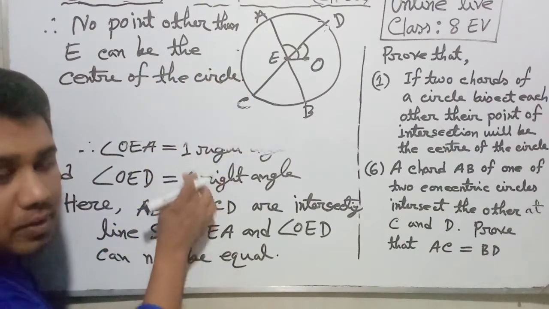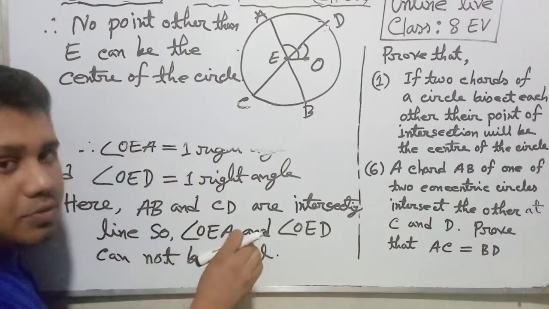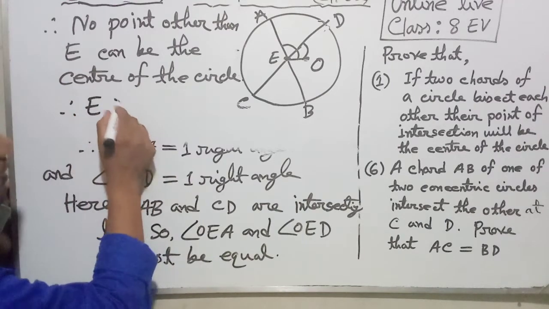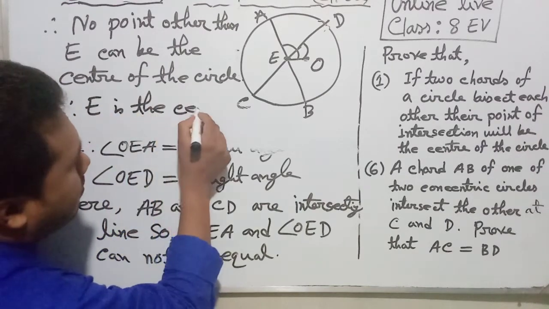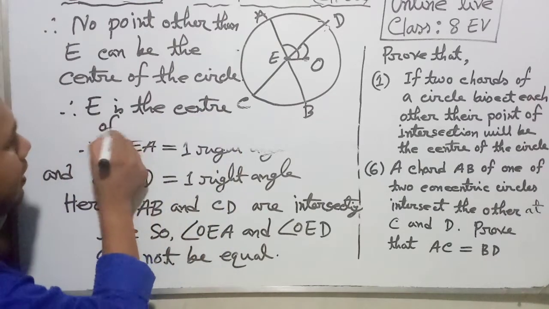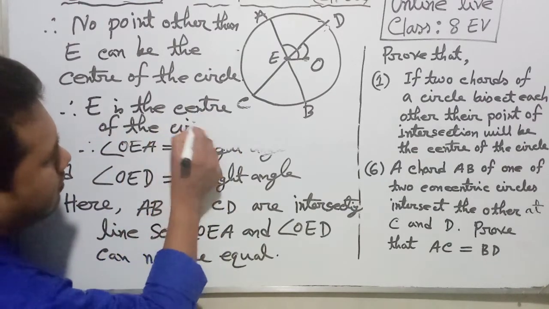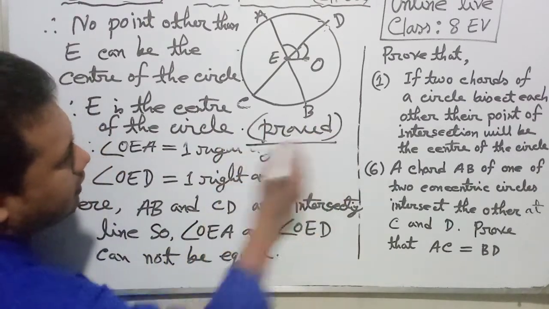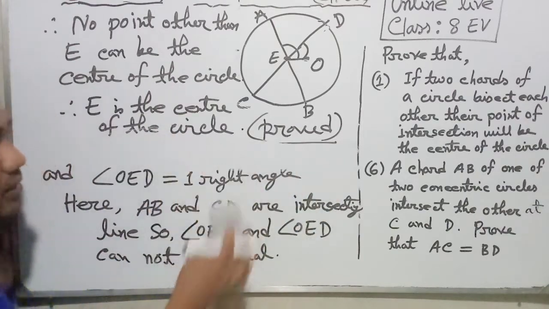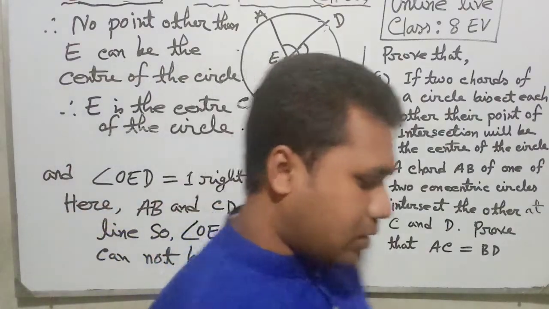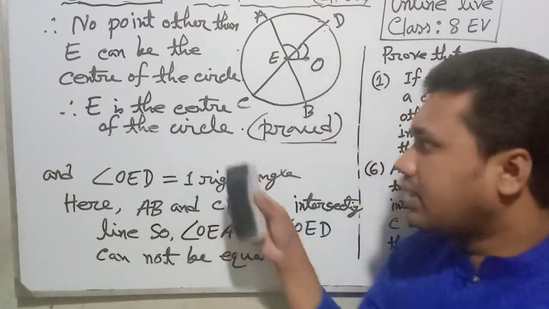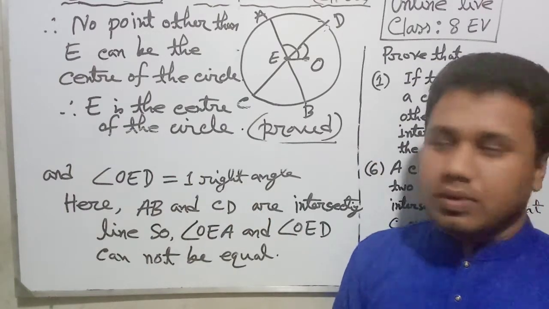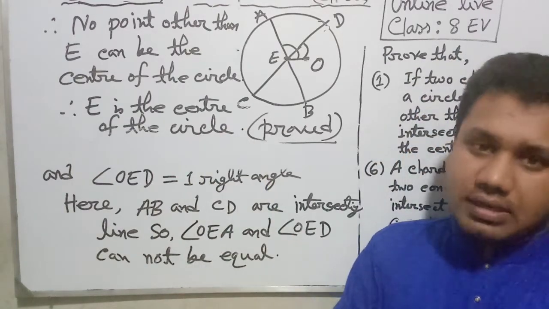So to solve this problem, we must say that E is the center. Therefore E is the center of the circle. So proved. So we can say E is the center of the circle. Only E will be the center of the circle. Then this problem will be solved. So here E is the center of the circle.